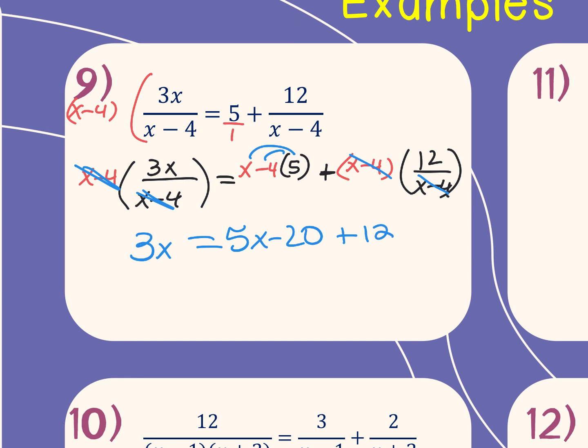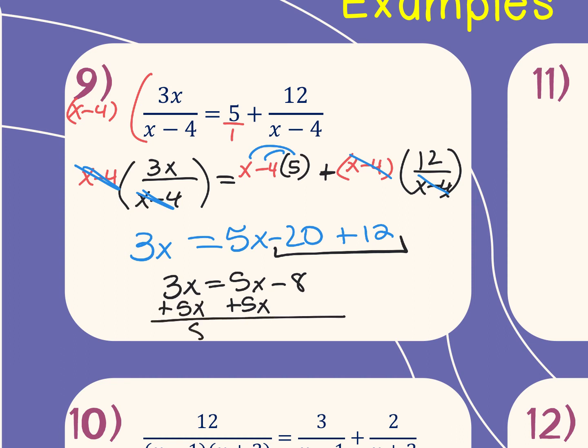Combine your like terms. So before I begin moving things across the equal sign, let me combine those. So 3x equals 5x minus 8, and now I'll move my x's together. And I get 8x equals negative 8, dividing by 8, and x equals negative 1. I need to check it to make sure that it doesn't make the denominator a 0.